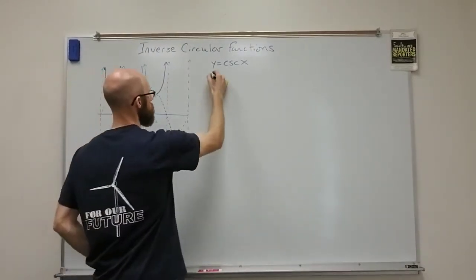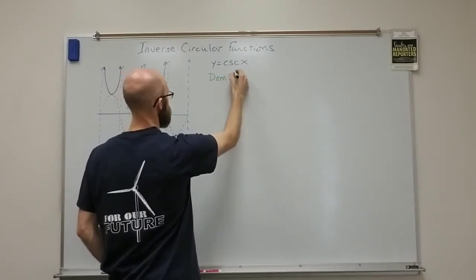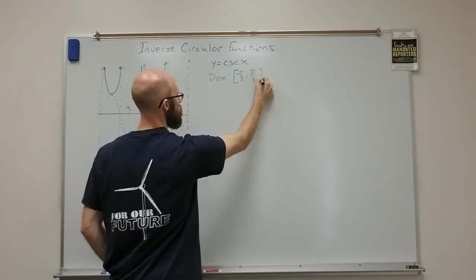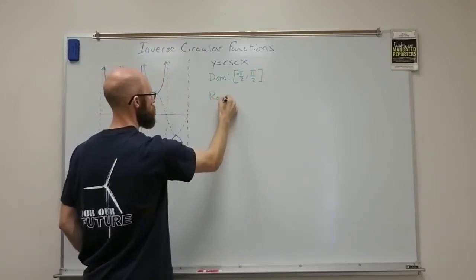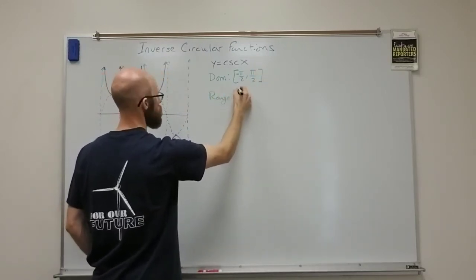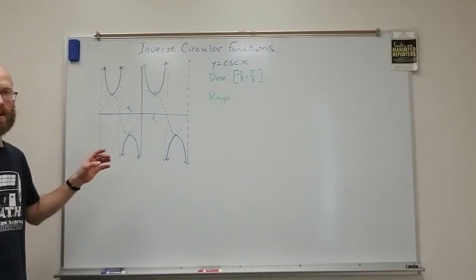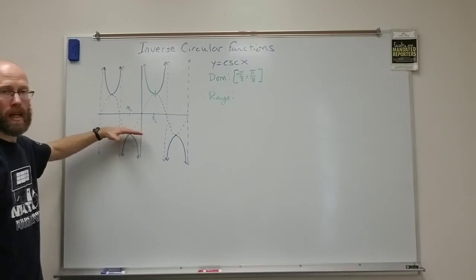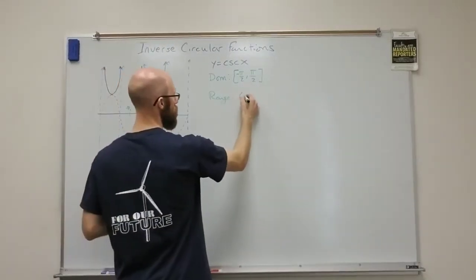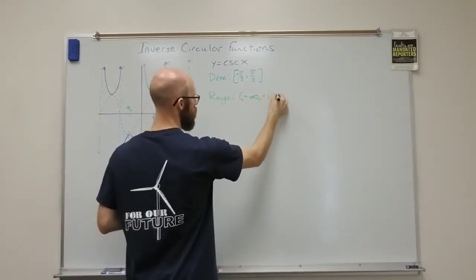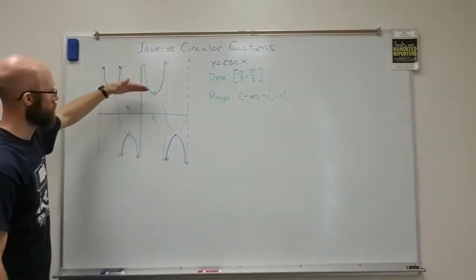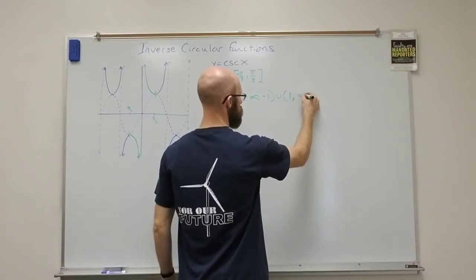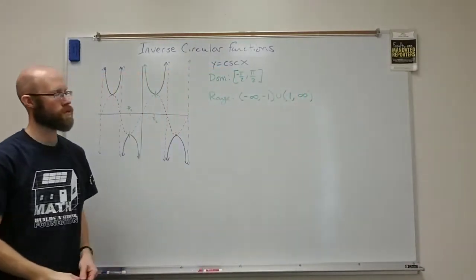So the domain that we're going to restrict it to is negative pi over 2 to pi over 2. The range is going to be, now this is a bit difficult to write out, all these negative values from negative infinity up to negative 1, and all these positive values from 1 to infinity. So it's a combination of 2 intervals. Okay, so that's the range.